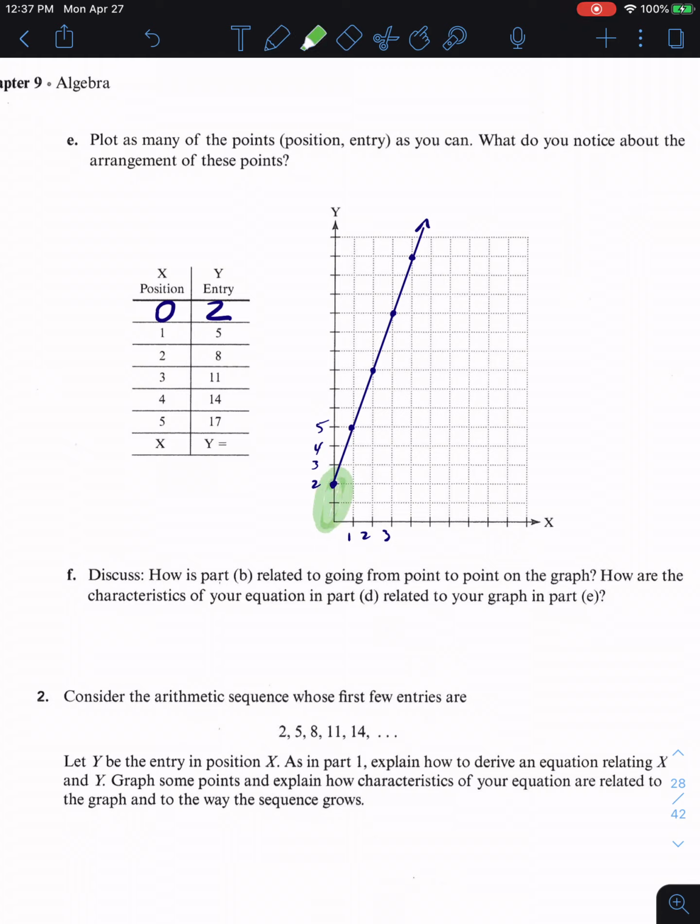This is the difference. Now, in proportional, if you remember, proportional lines started at 0, 0, and then had a constant change. But this is a linear expression, where the constant change is still there, but we're starting at a different point. There's a different start. So what I would like you to do is take a look at F on your own and see if you can explain how the points relate to the graph and how this is similar and different from proportionality. And then you can do the same for question 2.